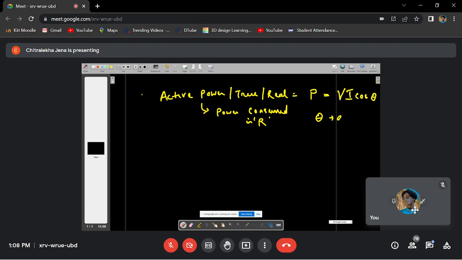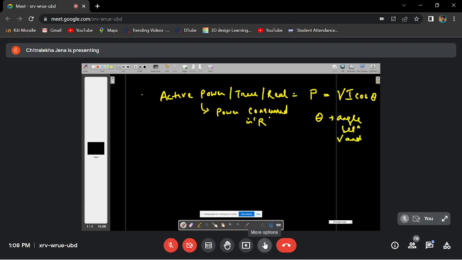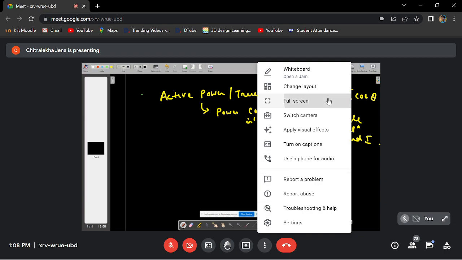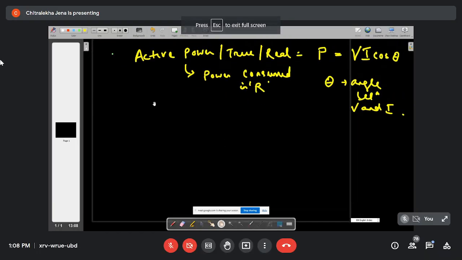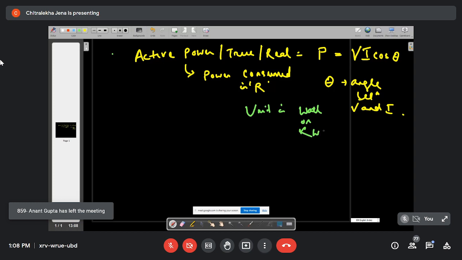What is the angle between V and I? Sorry, V and I. Okay. Then next is your reactive power. What is the unit here? Unit is watt or kilowatt.